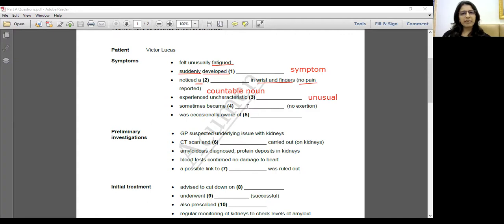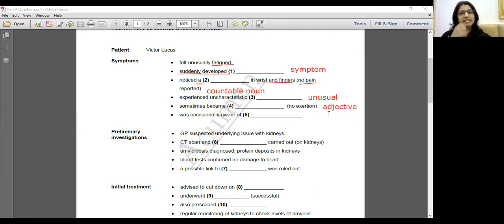Try to frame any sentence with become. How do we form a sentence with become? Adjective. Very good. So I'm expecting an adjective here. More often when you have become before the blank, especially in the symptom section or presenting complaint section, you're looking for an adjective.